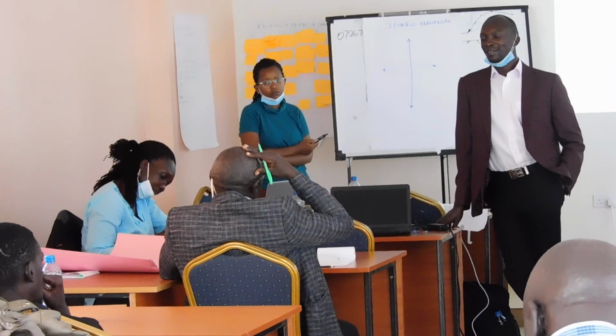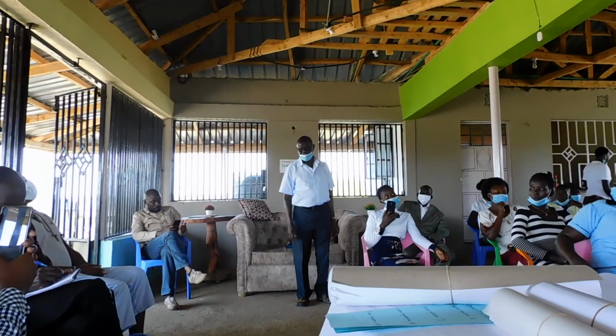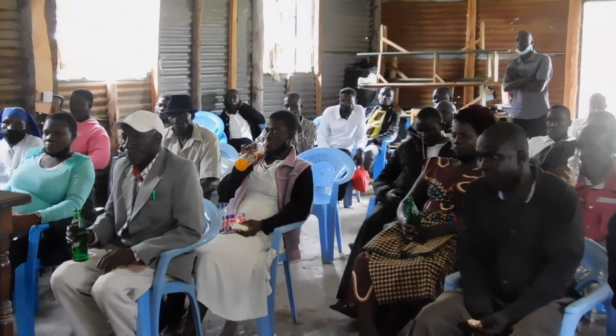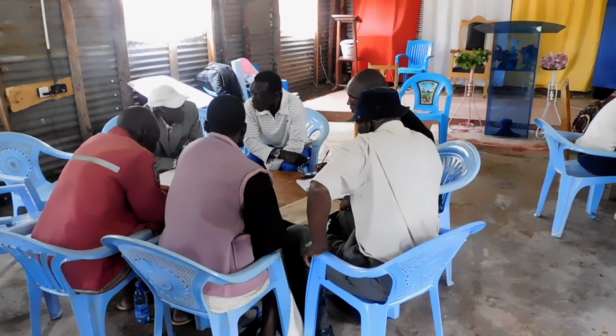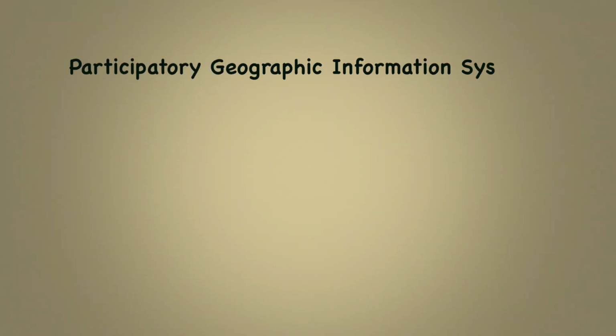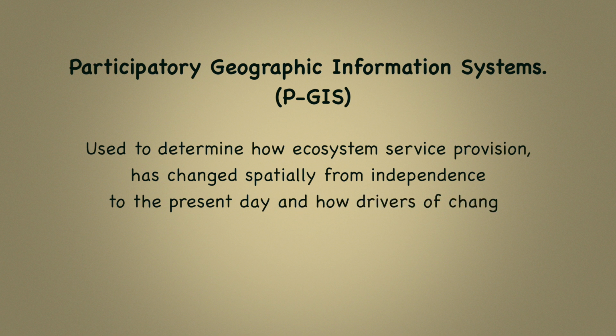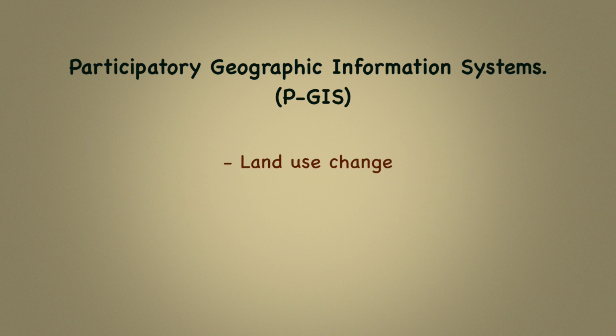In this project, we use two participatory approaches to integrate voices of local stakeholders in assessing drivers of change and developing alternative future scenarios just to safeguard the ecosystem service delivery. The first approach was the Participatory Geographic Information Systems, the PGIS, used to determine how ecosystem service provision has changed spatially from independence to the present day and how drivers of change, such as land use change, climate change, and other factors have impacted the wetland.